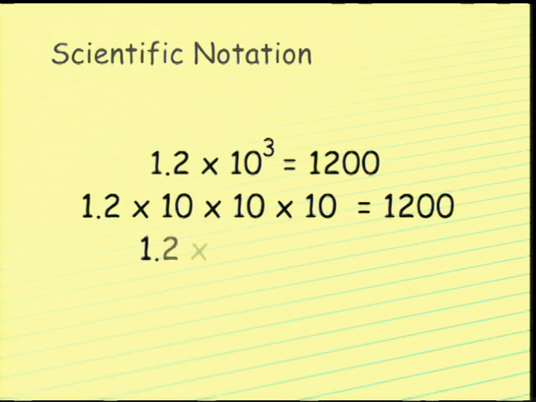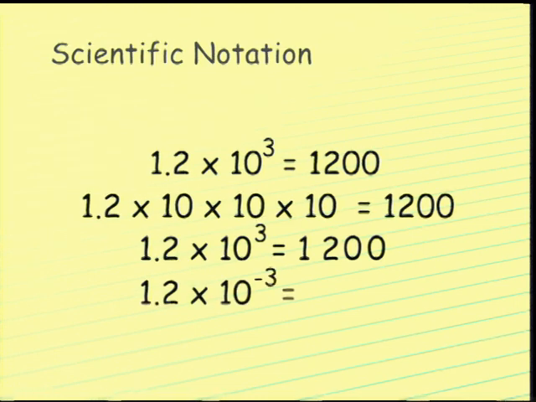An easier way to take a number out of scientific notation is by moving the decimal point the number of places indicated by the exponent. A positive exponent indicates a decimal point move to the right, as we just saw. A negative exponent indicates a decimal point move to the left.